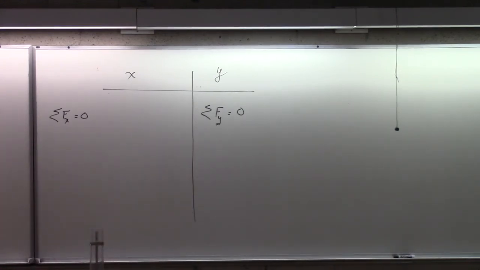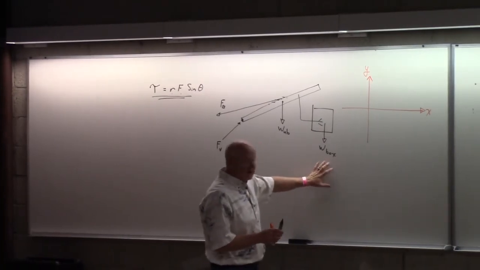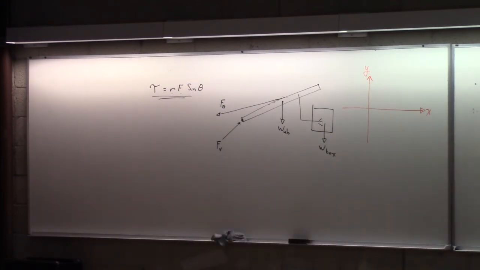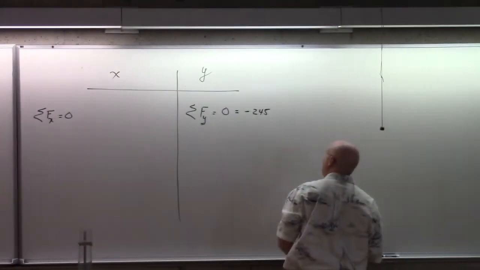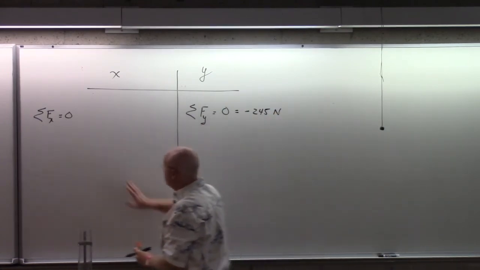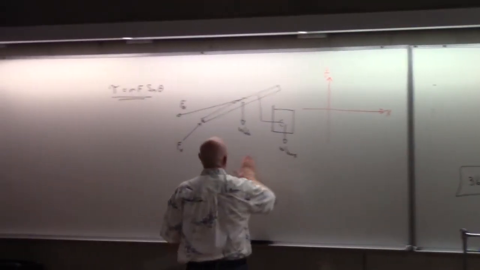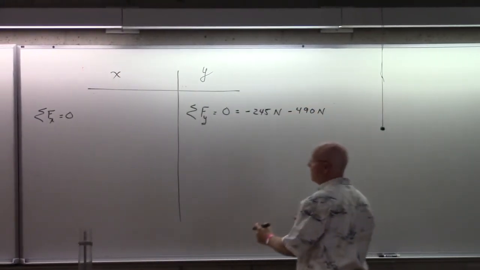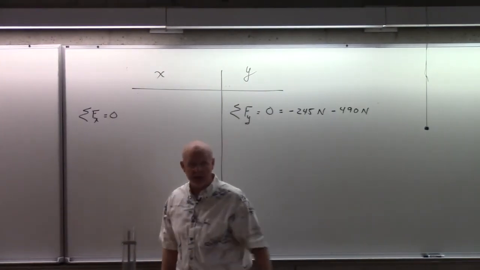And so if I come over to here, maybe I'll start with the easiest one, this box. You can see it's all in the y direction, nothing in the x direction. The box, as we said, was 245. So I'm going to put negative 245 newtons in the y column and nothing in the x column. The other force is the weight of the upper body, which we said was 490. So again, I'm going to put minus 490 newtons in the y direction and nothing in the x direction.